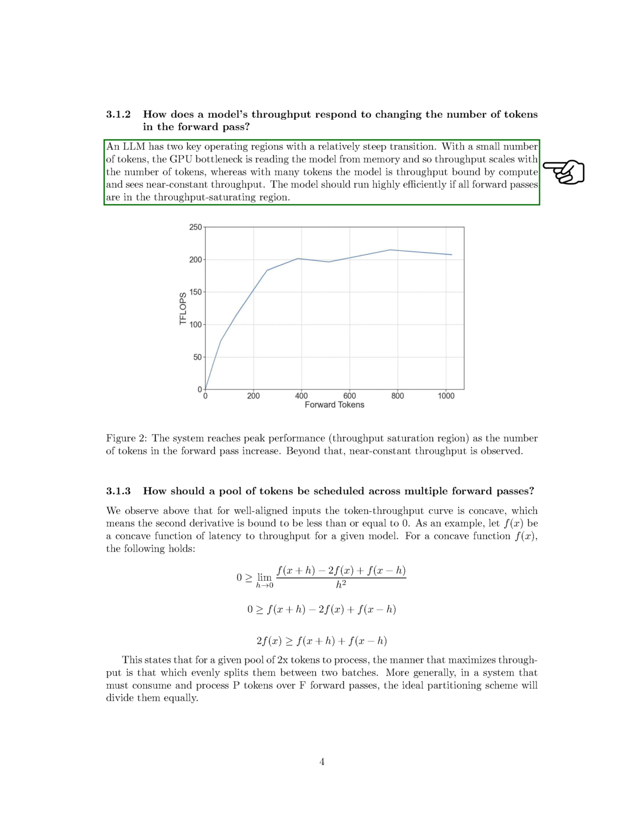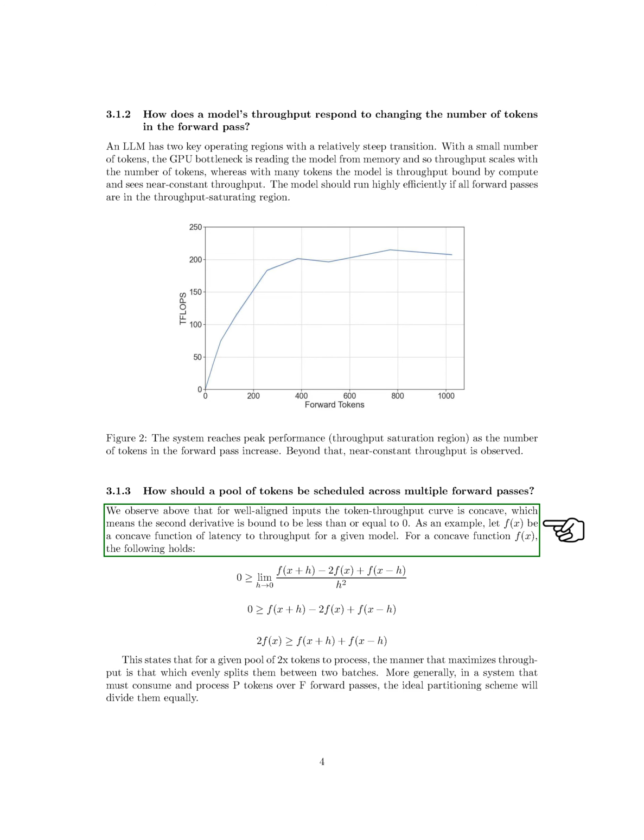However, when there are many tokens, the model's throughput is limited by computation and remains nearly constant. The model will run most efficiently if all forward passes occur in the region where throughput is saturated. Thirdly, how should we schedule a pool of tokens across multiple forward passes?